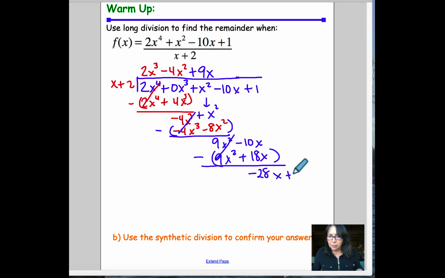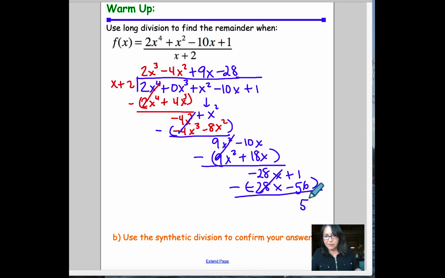Bring down the last term, which is plus 1. And then you have x times what is negative 28x, so that's going to be negative 28. And I'm going to distribute negative 28 times x gives me negative 28x. Negative 28 times 2 gives me negative 56. And then I'm going to subtract the quantities. And then you're going to cancel that first term. 1 minus negative 56 gives me 57, which means that 57 is my remainder.